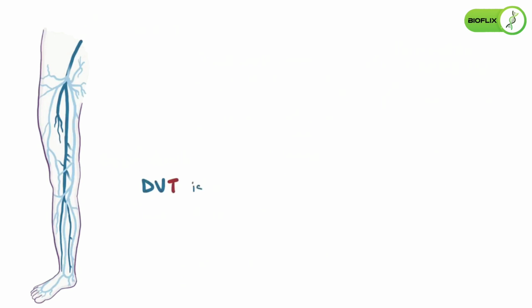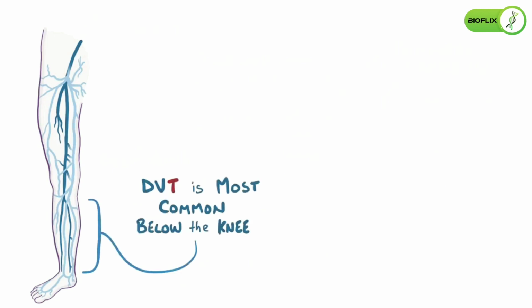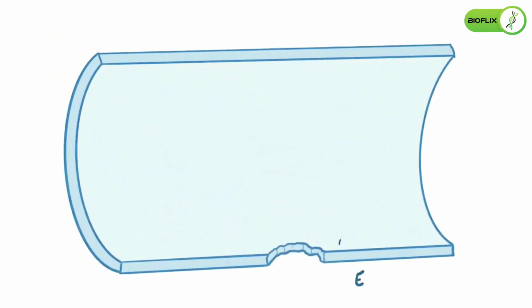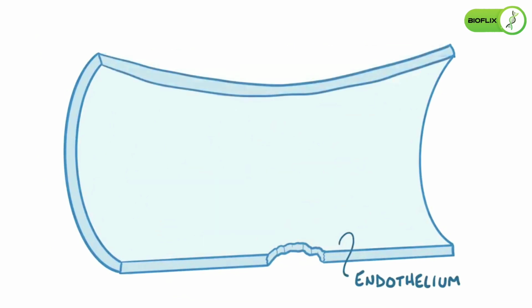A deep vein thrombosis most commonly develops in the lower legs, below the knee, although a blood clot can form in both superficial and deep veins, and also in other parts of the body as well. Normally, the process starts with damage to the endothelium, or inner lining of the blood vessel walls, after which there's an immediate vasoconstriction, or narrowing of the blood vessel, which limits the amount of blood flow.